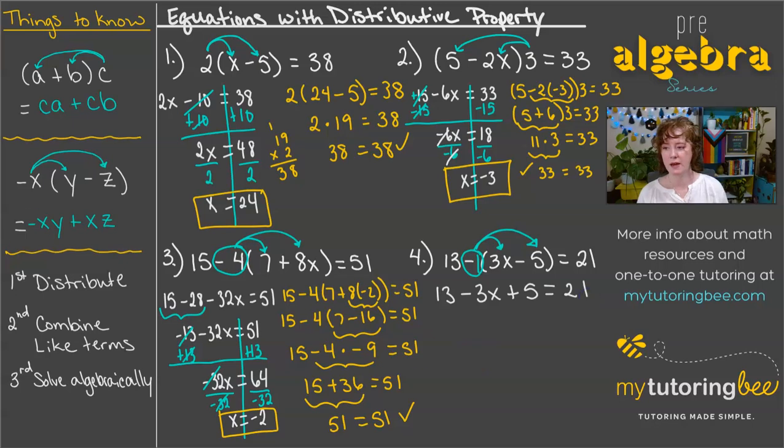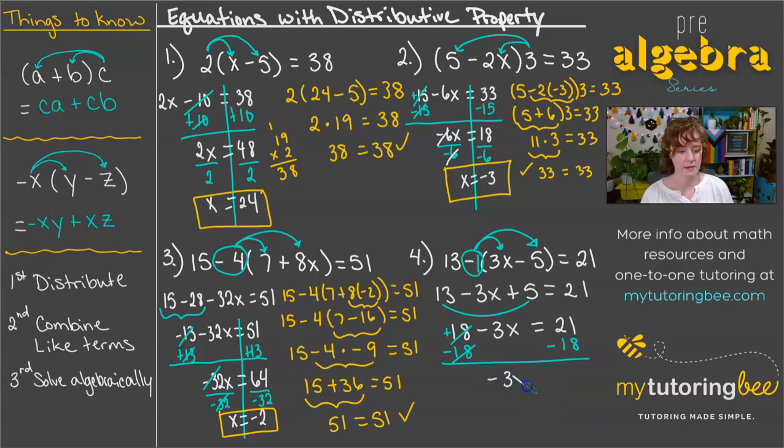Now we have two like terms that we can combine, that 13 and plus 5. So that's going to give us 18 minus 3x equals 21. We're going to get rid of that 18 by subtracting 18. Again, don't let this negative or this minus sign fool you. The 18 is positive, so we're going to subtract 18 in order to cancel it out. And that's going to leave us with negative 3x equals, and then 21 minus 18, which should give us 3. Then we're going to do our last step, dividing by negative 3. So x equals negative 1.